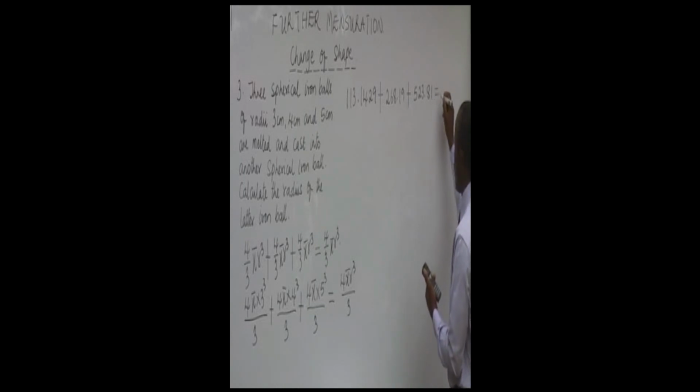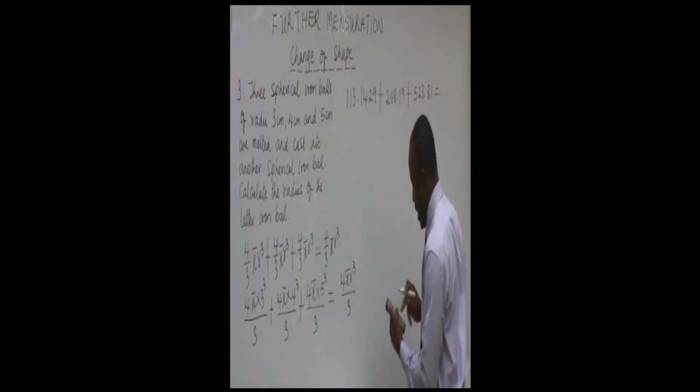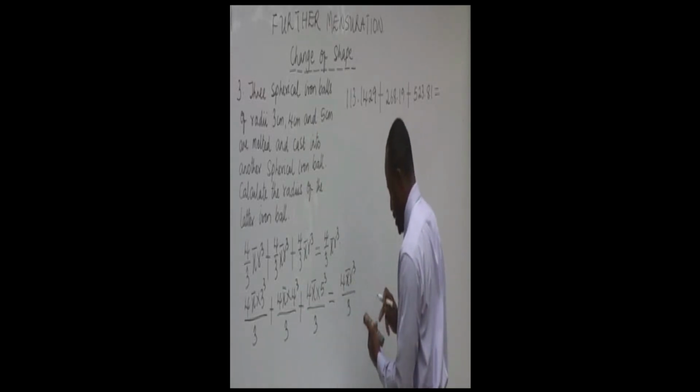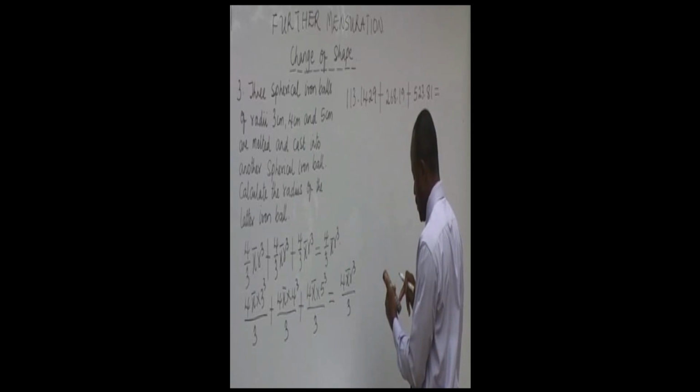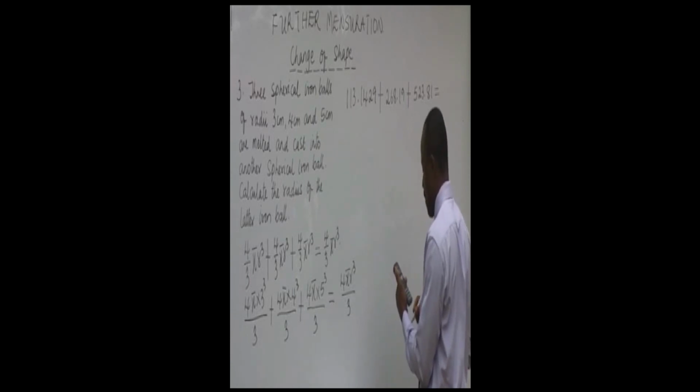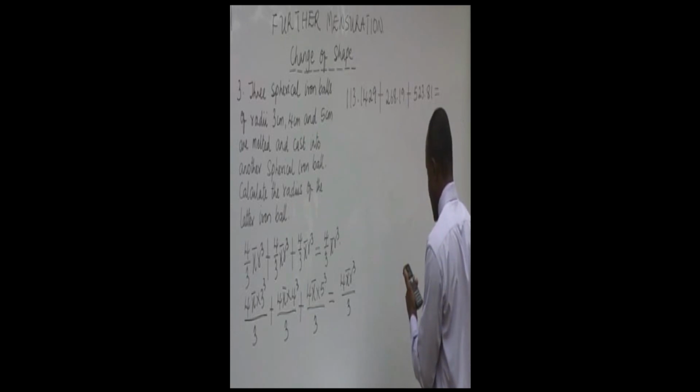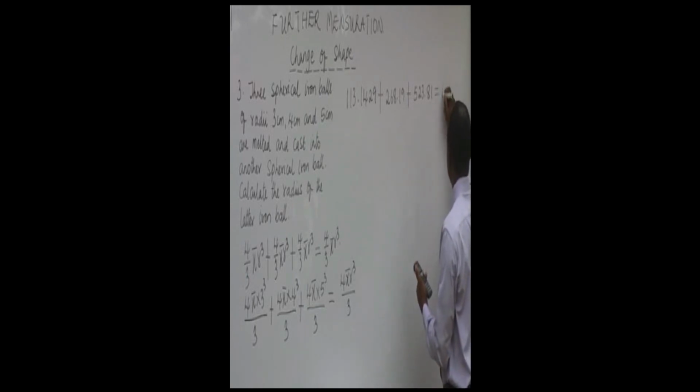This is now equal to, what we're going to have here now, let's start from pi. 22 divided by 7 has this value, times 4 we have this value, divided by 3. So we have 4.19 r cubed.